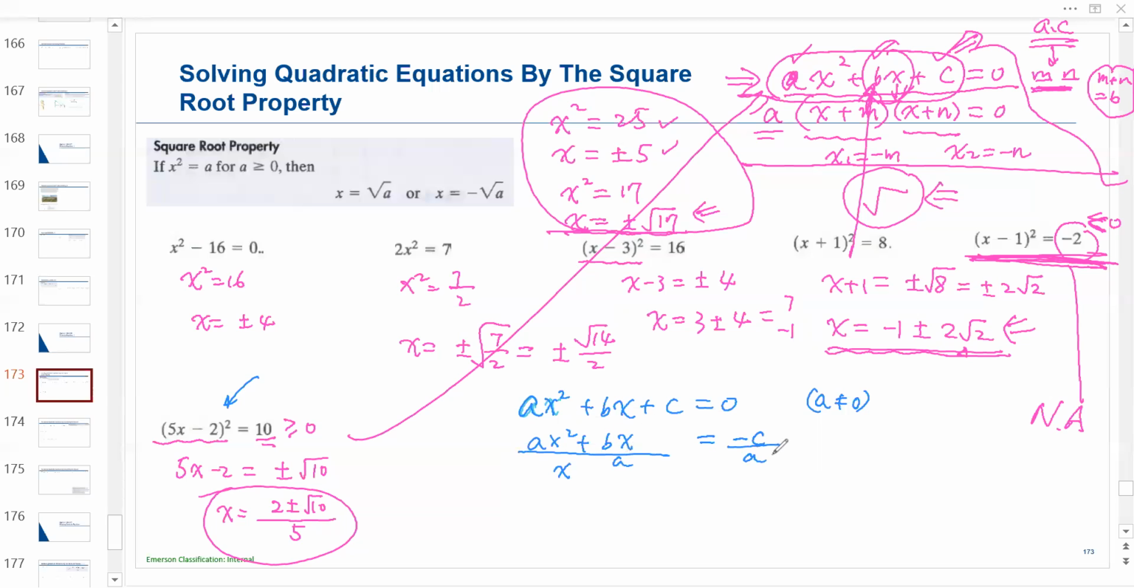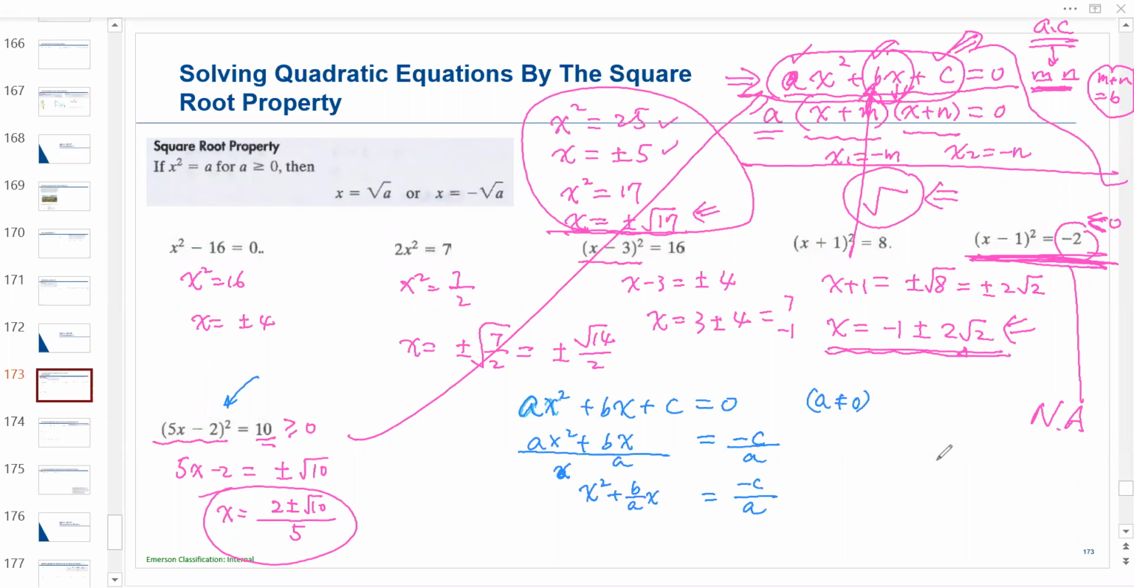All right, can you guys get it? So this equation becomes what? x squared plus b over a x equals negative c over a. Does anyone understand this one or not, up to now? Anyone have questions? No, I didn't hear anyone have questions. So I suppose you understand here. All right.